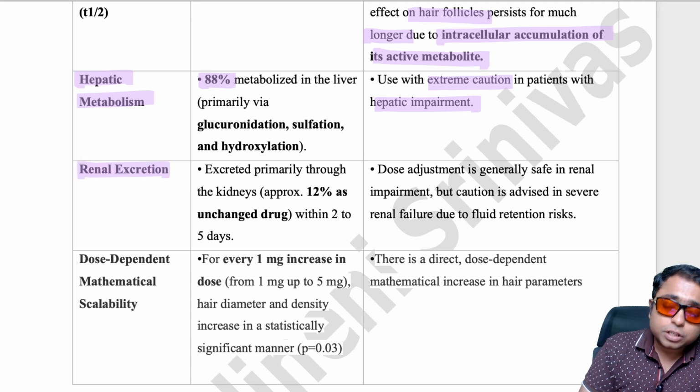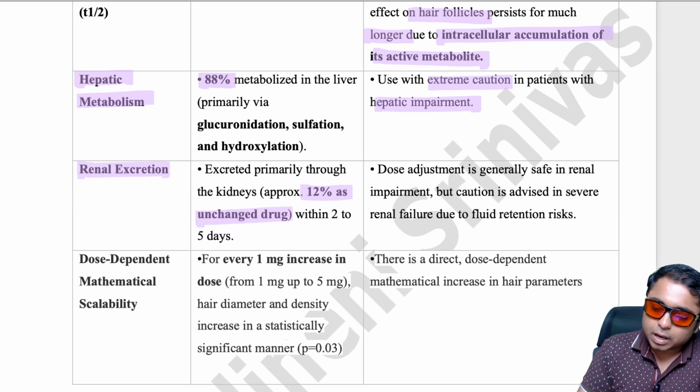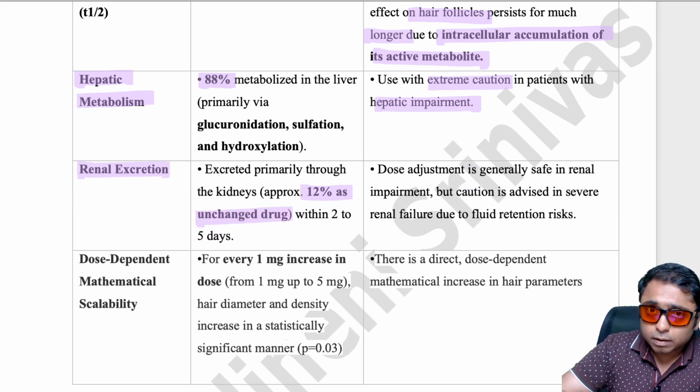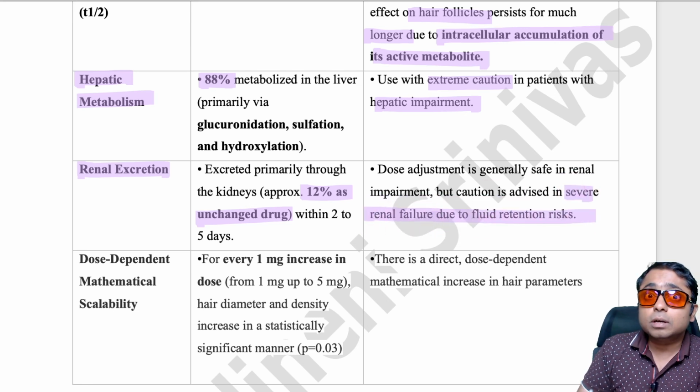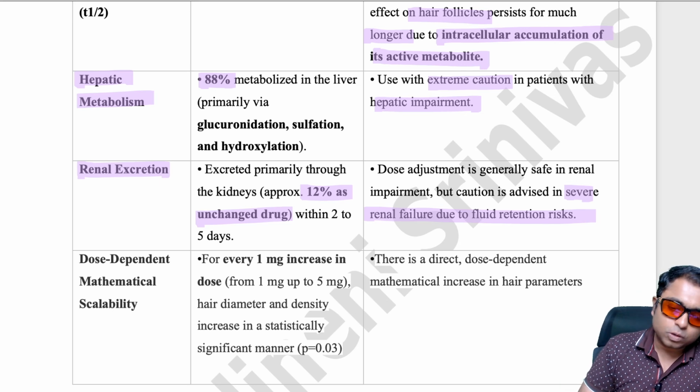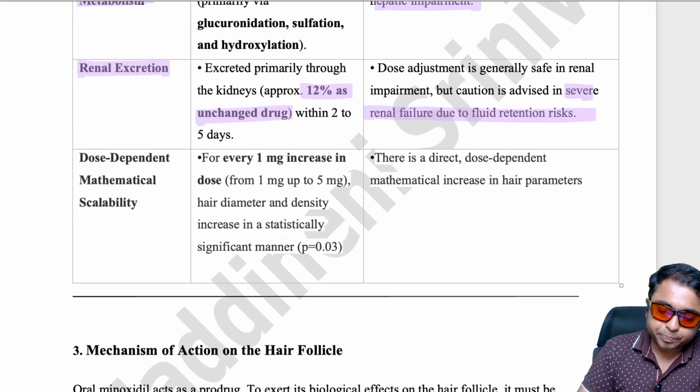Even the renal function is also important, because 12% is going to be excreted unchanged from the urine, right? So you should also be looking for any renal failure, and if there is severe renal failure, then it's going to lead to the fluid retention risk, which is also seen in the case of minoxidil, and it will be added upon if there is additional severe renal failure.